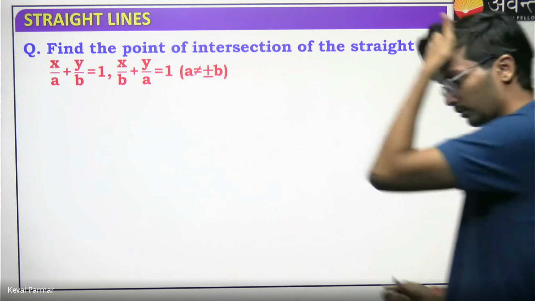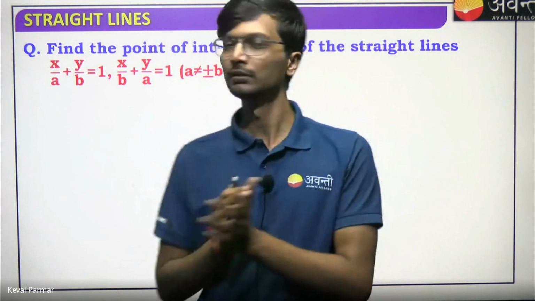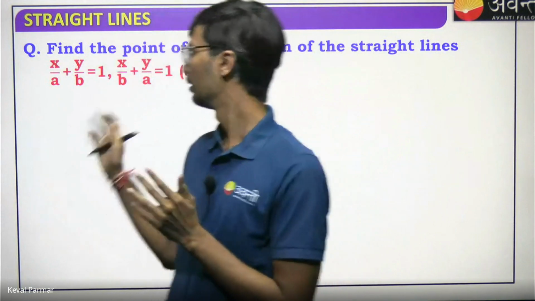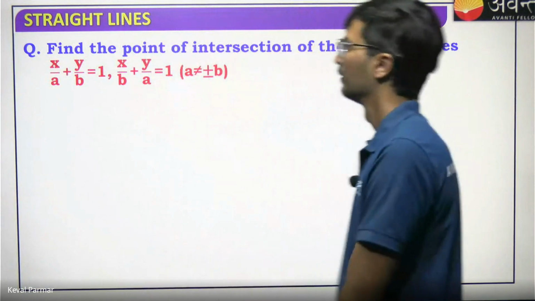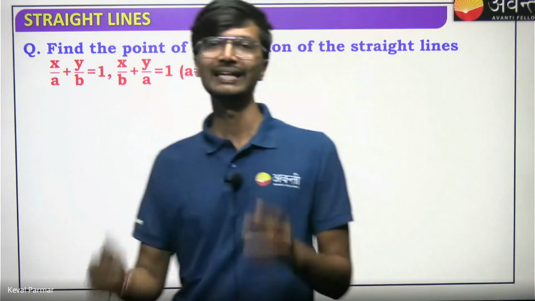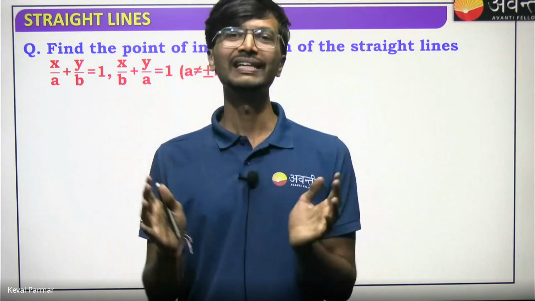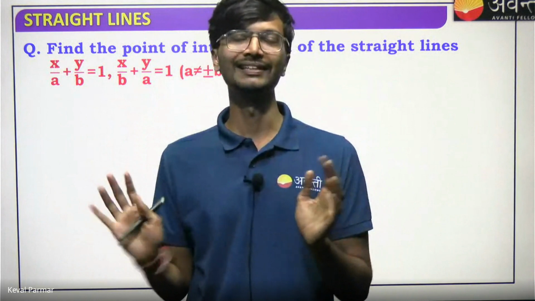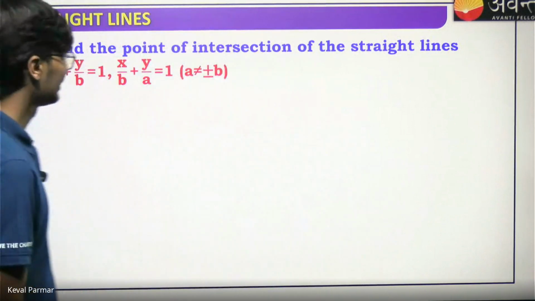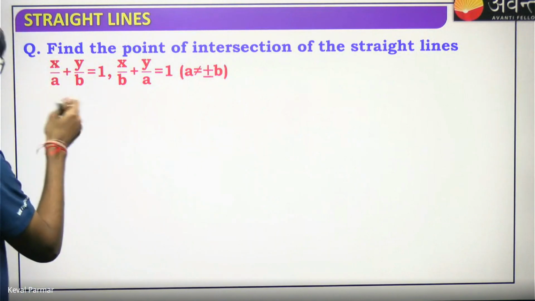Now it's time to do questions. I'll first do questions on concurrent lines and then we'll slowly move towards the family of lines. Let's say, find the point of intersection. If in a sum we are asked to find the point of intersection, we can solve the equations simultaneously, as we have been doing from school days. If I try to solve this simultaneously, I first need to cross multiply, that means take LCM.